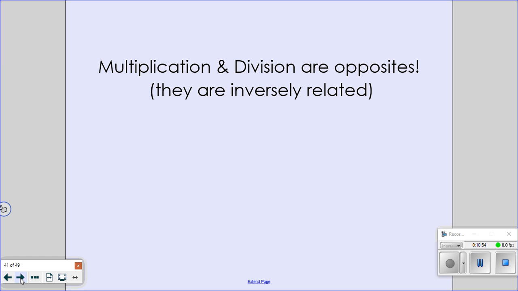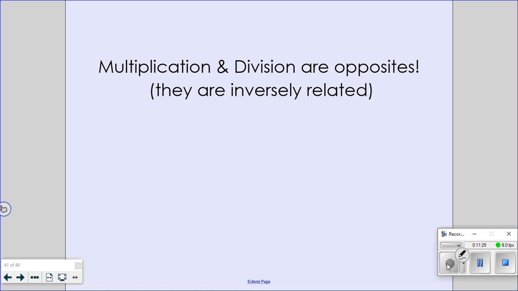They are opposites. Go ahead and write this down in your notebook. Multiplication and division are opposites. In math, we use a math term to describe that. We say that they are inversely related. That's just the math version of saying they're opposites. Like inverse operations, exactly. Inverse means opposite. It's just the math version of saying opposite. You actually know another set of inverse operations.